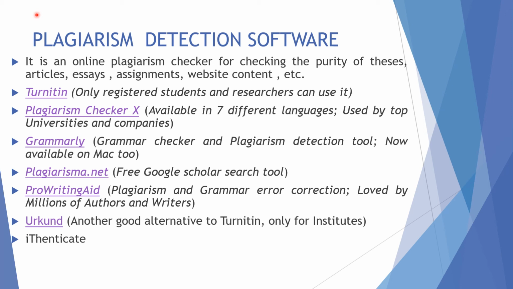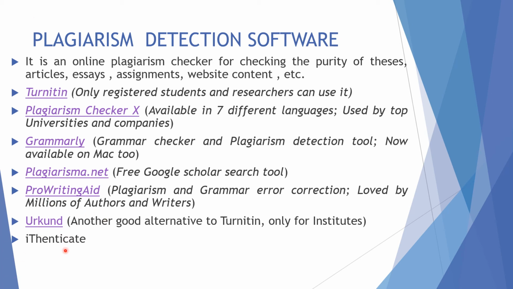You have Turnitin, which is one of the common ones, but with Turnitin only registered students and researchers can use it. Plagiarism Checker X is available in 7 different languages, and is used by top universities and companies. Then comes Grammarly. Grammarly is a grammar checker and also a plagiarism detection tool. Now it is available on Mac also. It is free, but for the higher versions, you need to pay. Plagiarism.net is a free Google Scholar search tool. ProWritingAid does plagiarism and grammar error correction, loved by millions of authors and writers.